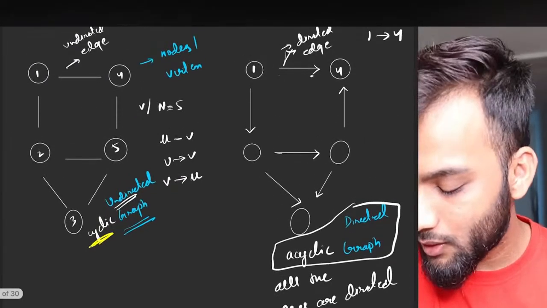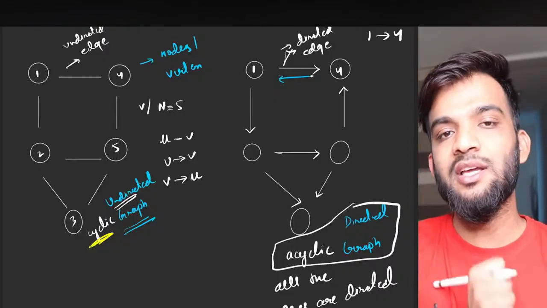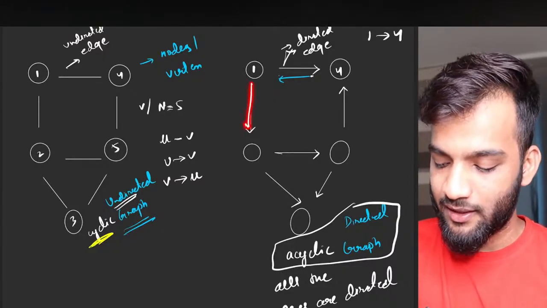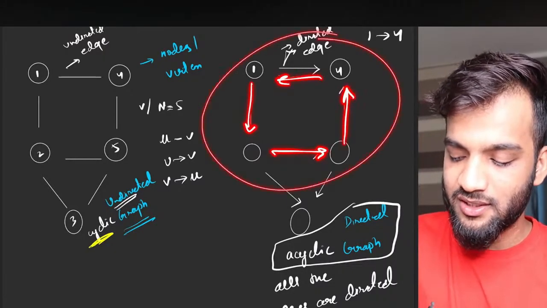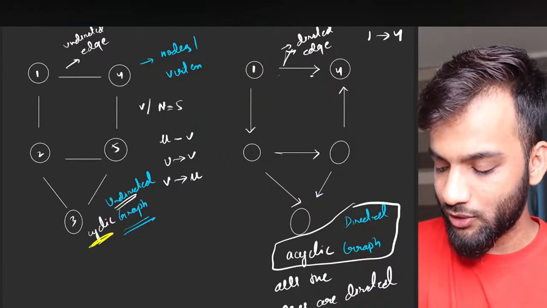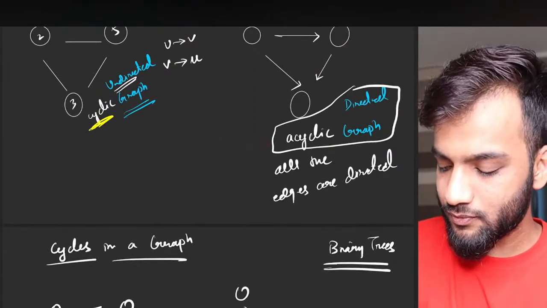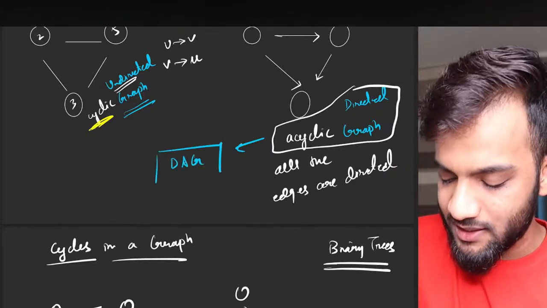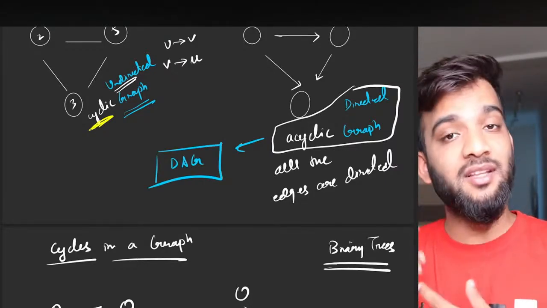Okay, but over here, if I just include another edge, we can say that this graph has a cycle. Why? Because yes, this is a cycle. So it will now become a directed cyclic graph. But without this edge, it is known as a directed acyclic graph, which is commonly known as DAG, which you will be hearing about in the next set of lectures.